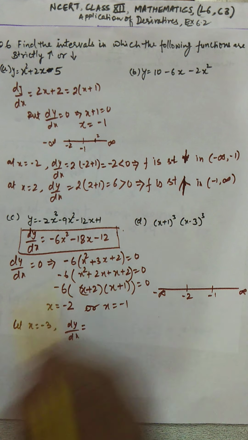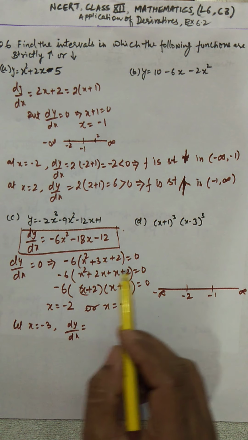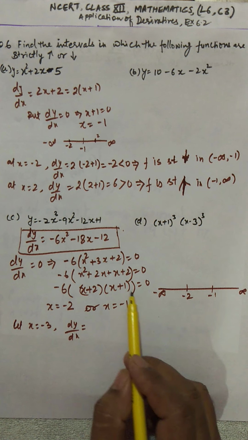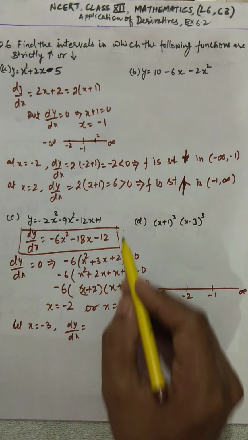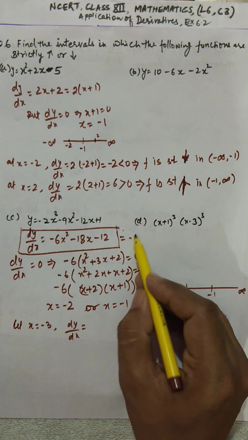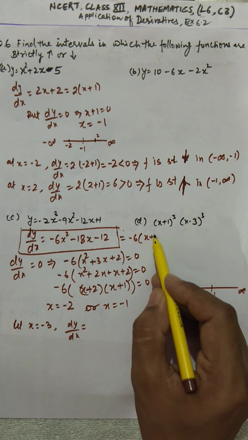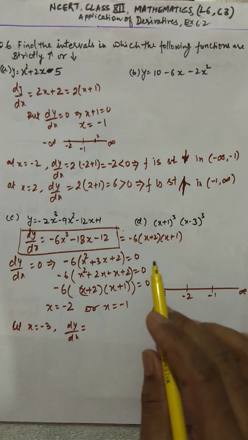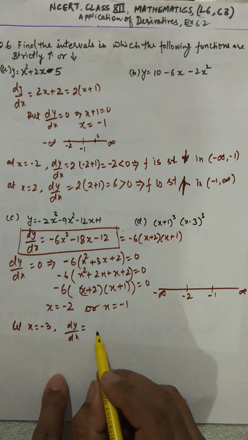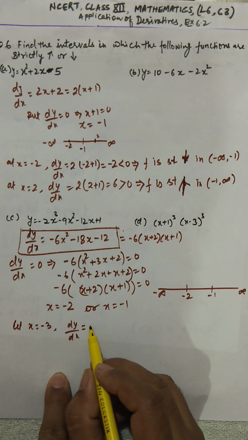So we can put this value here, or we can put the value here also, or you can put the value in this form also. It's a little better if I write this as -6 (x + 2)(x + 1). So this is quite easy to check whether this sign will be negative or positive. The first sign is negative, so this is negative.